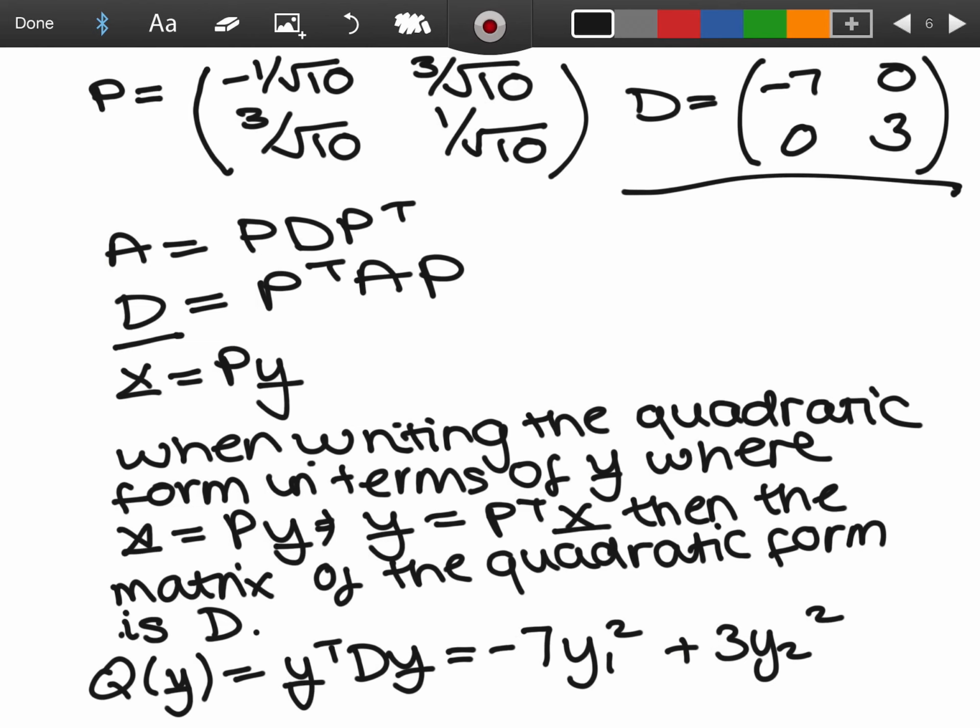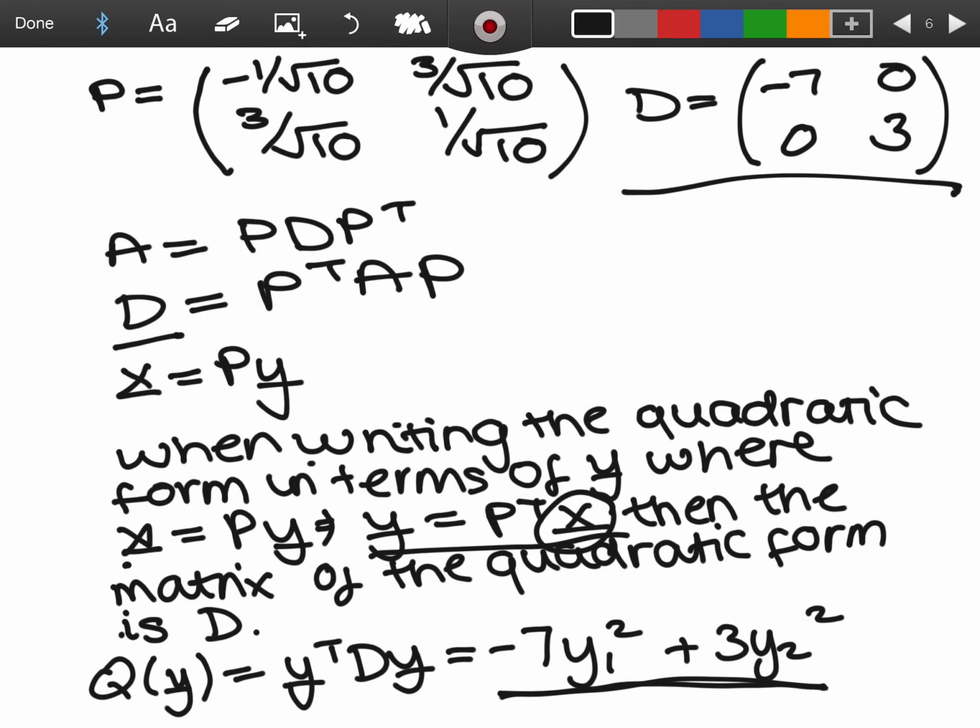Just as a heads up, if they ever say to you, here's the quadratic form in terms of X, do the change of variable to Y, so you now have this quadratic form that has no cross product terms. And then if they say to you, what is the value of the quadratic form at X equal to something, so they give you an X value, instead of plugging the X values into the quadratic form in terms of X, you can do this change of variable, take the X they give you and multiply it by P transpose to get Y, and then plug the Y values into here with Y1 and Y2.